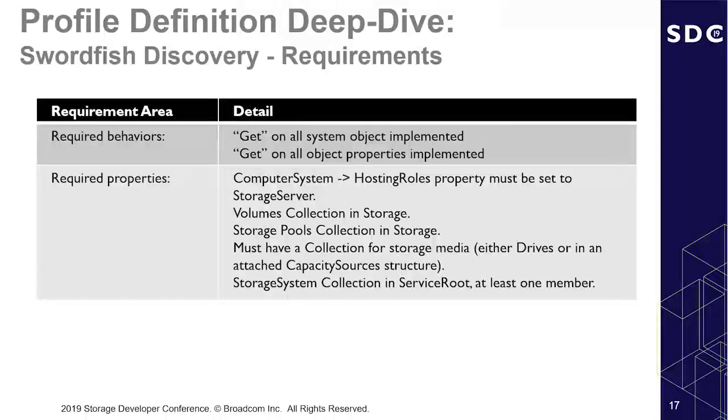So the difference you'll see here between the minimum requirements for Redfish, which was storage, volume, and drive, is that our minimum requirements here just add storage pools. Plus we add a little bit of flexibility around drives, because we basically say you've got to have some kind of media. It could be a drives collection, and we allow that to be in a couple of different places. And then we also require that you populate the storage system collection in the service root. And that's it. That's as complicated as it gets for the discovery.